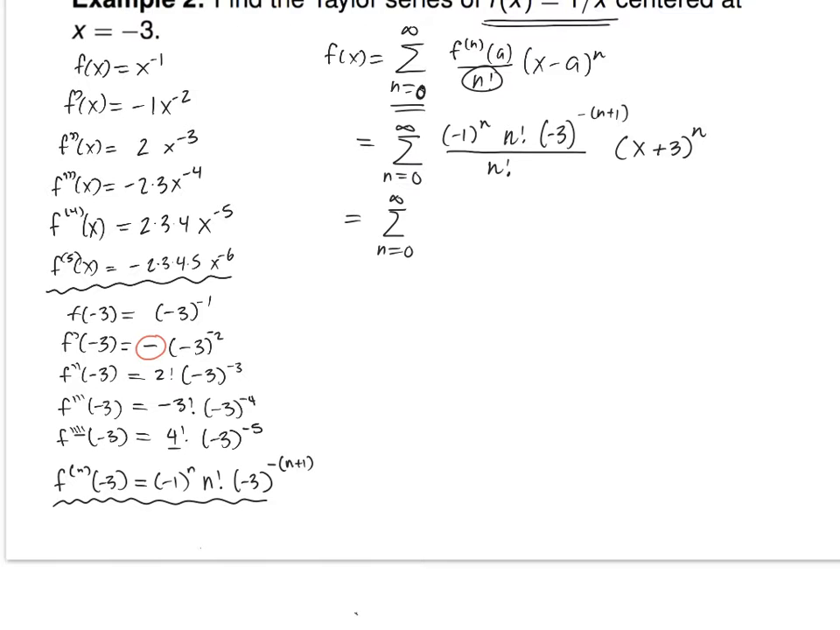Yeah, put parentheses around your (-1)^n divided by (-3)^(n+1). Yes. How's that? Times (x + 3)^n? Yeah, okay, there we go. Sorry, I was confused. Nope, that's fine. I should use better notation myself.